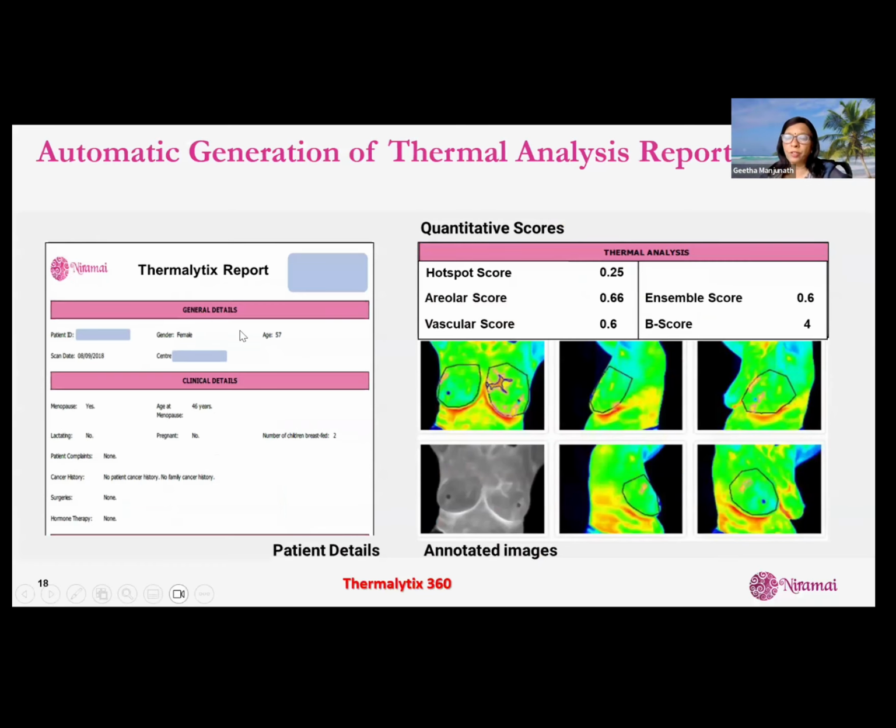So this is a report that is generated. As I mentioned, 3-4 probability scores are generated, ensemble scores are generated, and finally a B score, which, like I said, is analogous to the BI-RADS scoring given in mammography, is given, so that the end user feels more comfortable with our report, and it can be used in hospitals without much education to the doctors. Of course, we have to train the technicians on how to take the image, but the doctor should be able to use the report. So that's the idea.